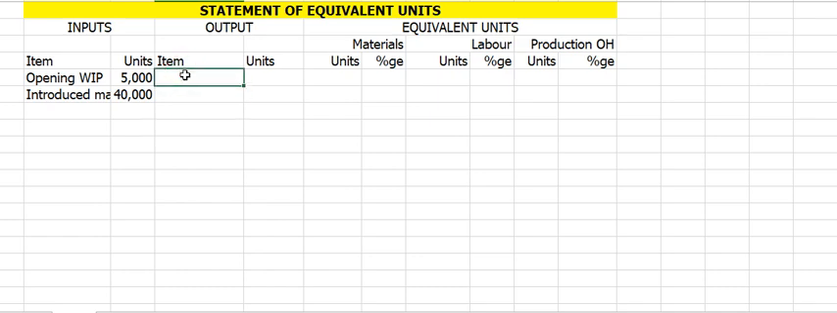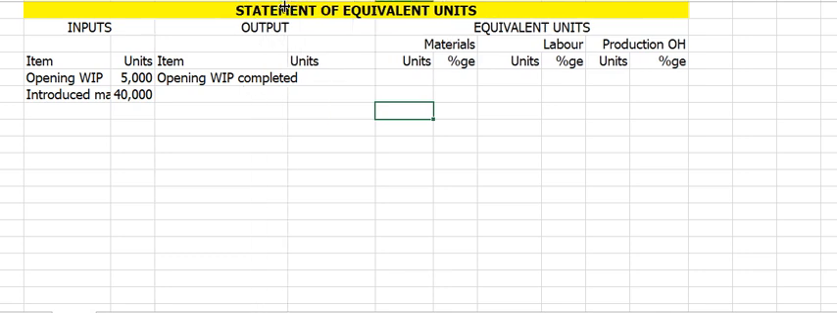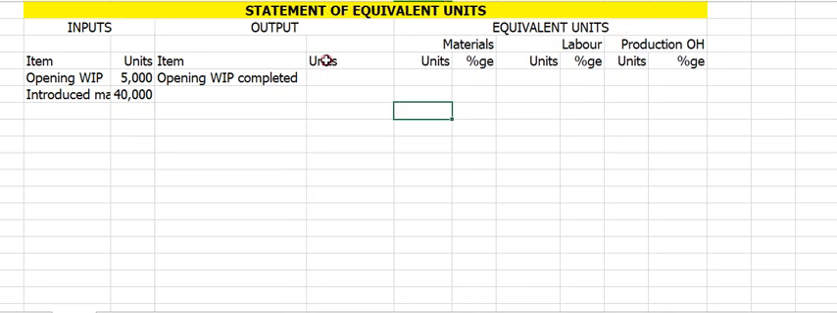When it comes to the output, the first output we have to look at is the opening WIP completed. Remember, in this process too, these units were incomplete as at the start. So they will be completed during the current process. So as part of the output, we have the opening work in progress that is completed during the current period, and that is 5,000 liters. That is one of the outputs which we have.